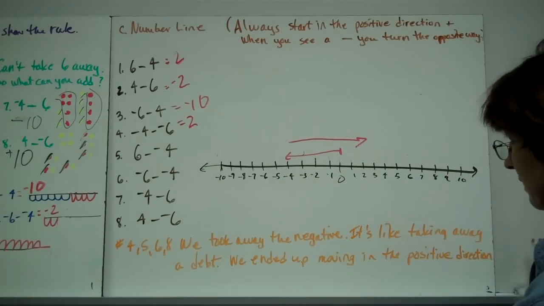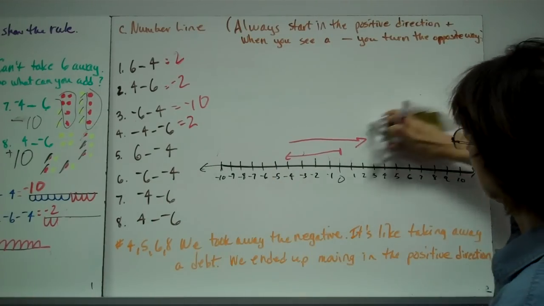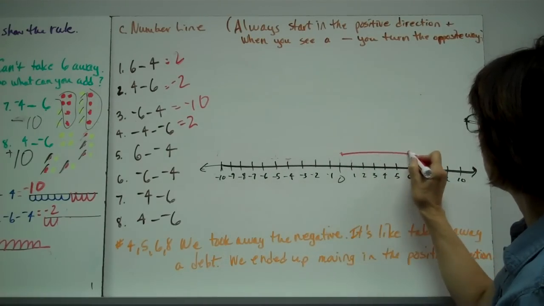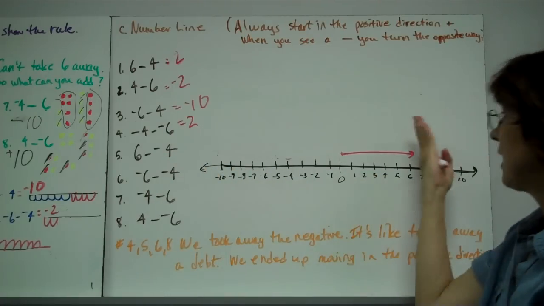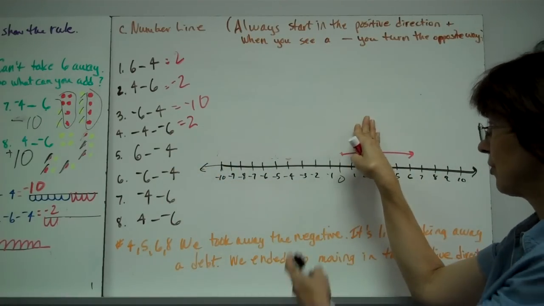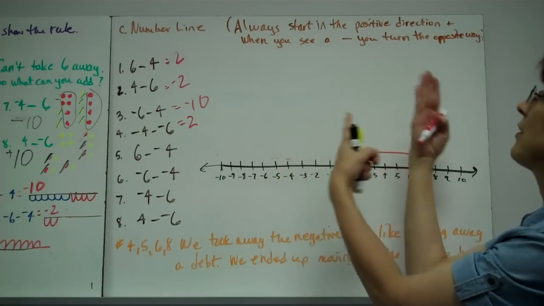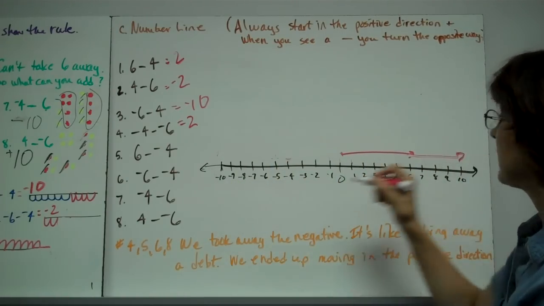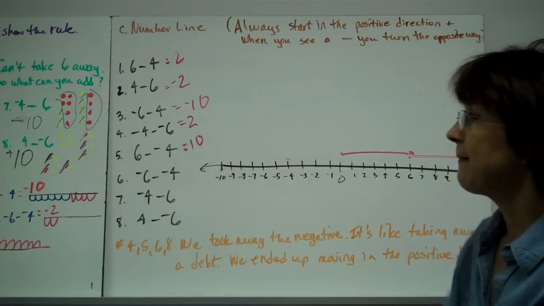All right, now let's do another one similar. This time I start with 0, but then it's positive, so I go all the way up to 6. Then I'm thinking positive, I want to keep going to the right, but, oh, I got a negative sign. So I turn and go this way, but then I have another negative sign, so I go back to the right again and go up 4. That means I land on 10.